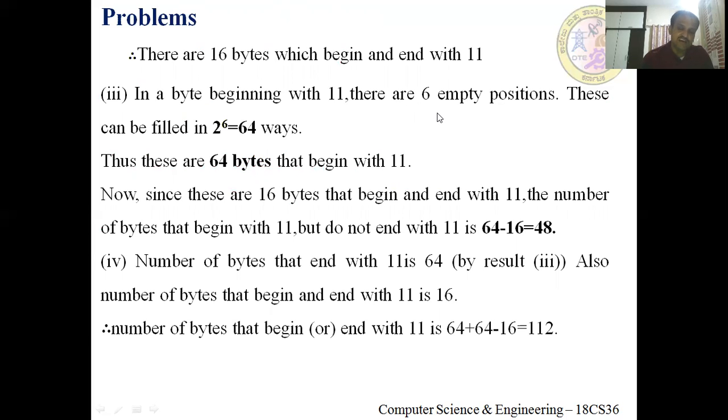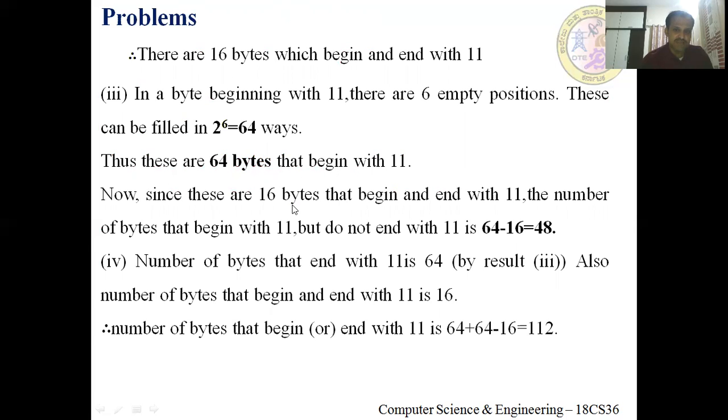Each empty position can take either 0 or 1. That means 2 options, 2 choices for me. This has to be repeated for 6 empty positions. That's why 2 to the power of 6 is 64 ways. Thus, there are 64 bytes that begin with 11.